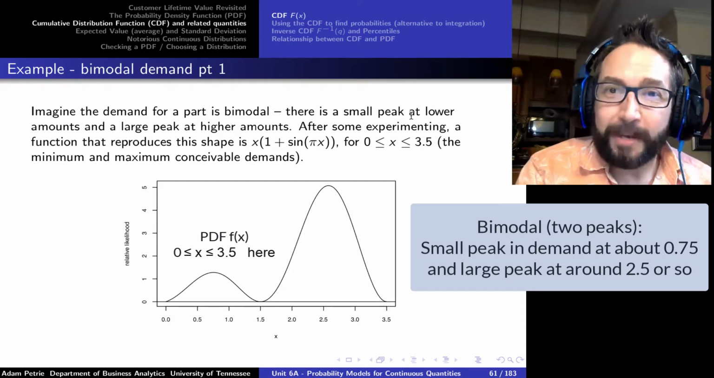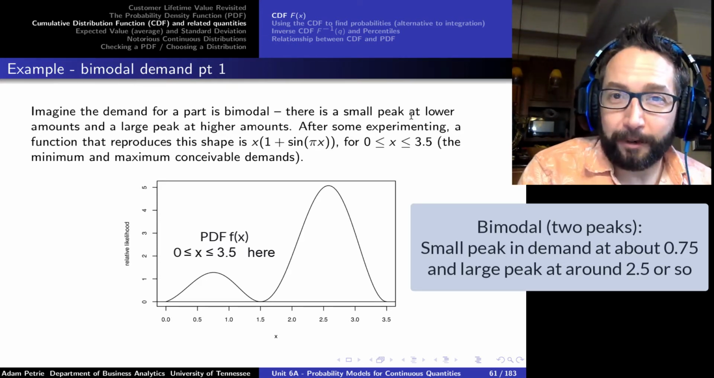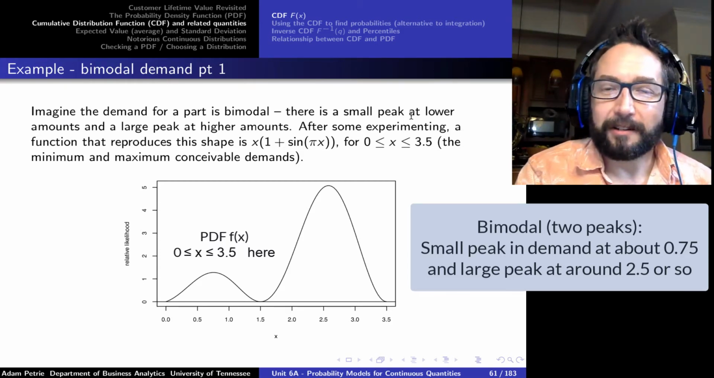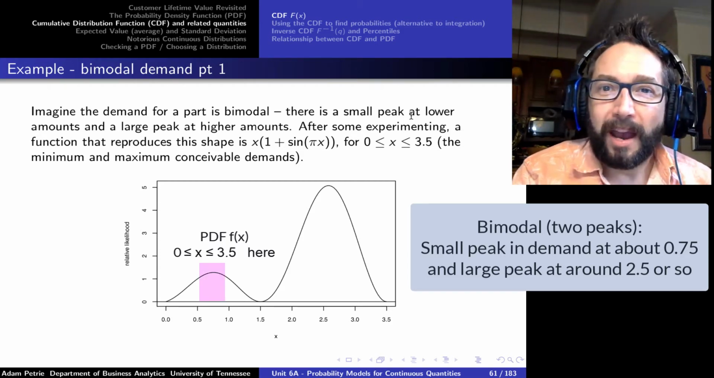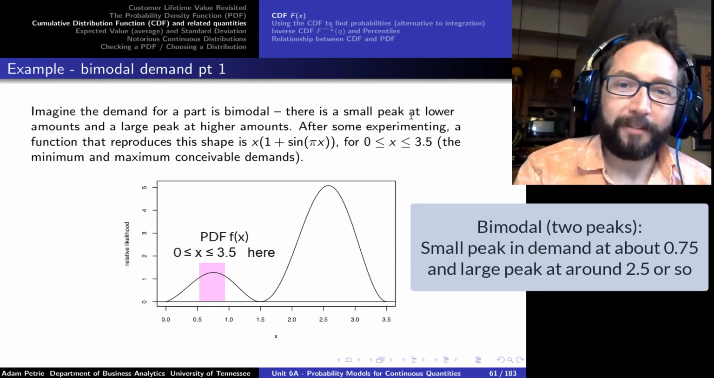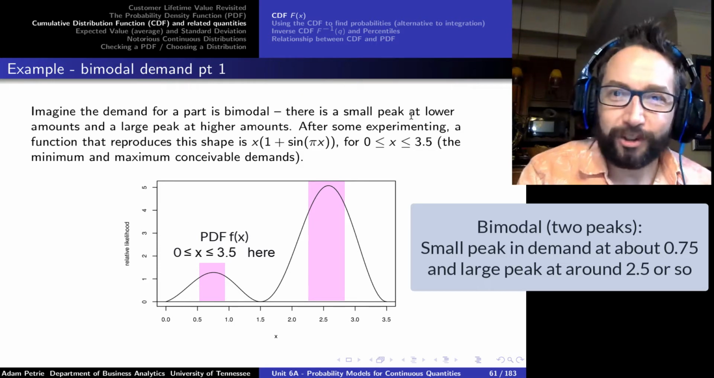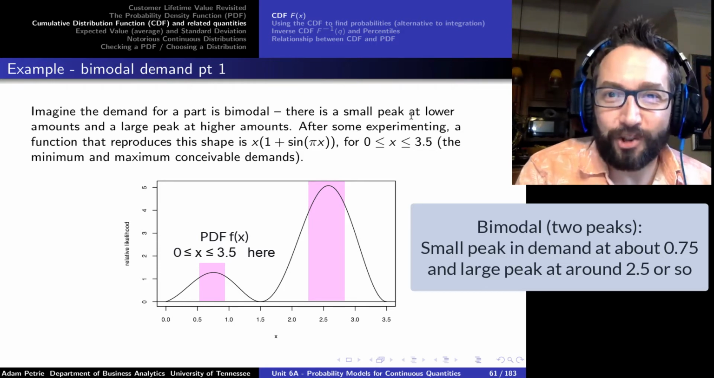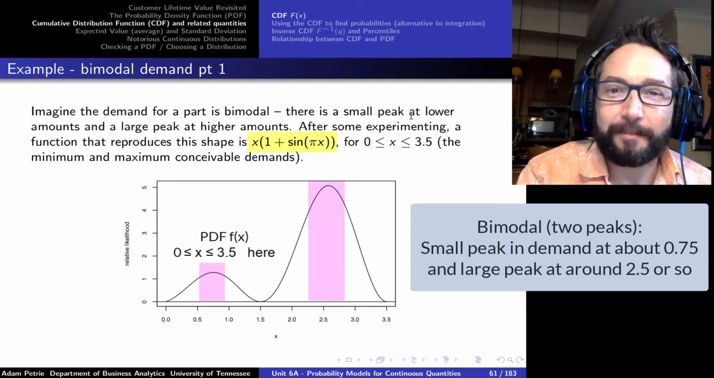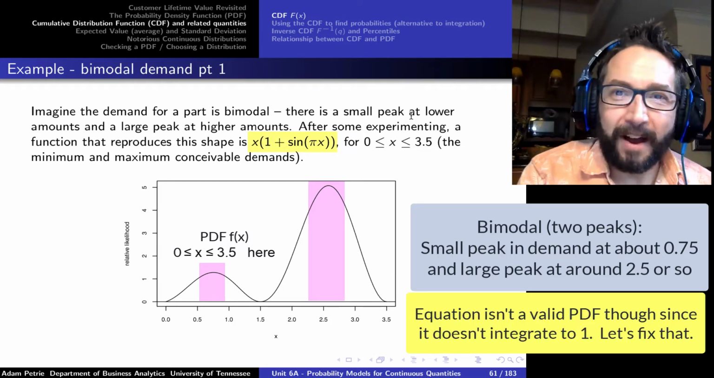With this PDF, we can see that it's bimodal. There are 2 peaks. We're relatively likely to observe a value that's near 0.75 or so, and we're even more likely to see a value that's close to about 2.5 or so. There's actually an equation that describes what the shape of this PDF looks like. It's x times 1 plus the sine of pi x, from 0 to 3.5.